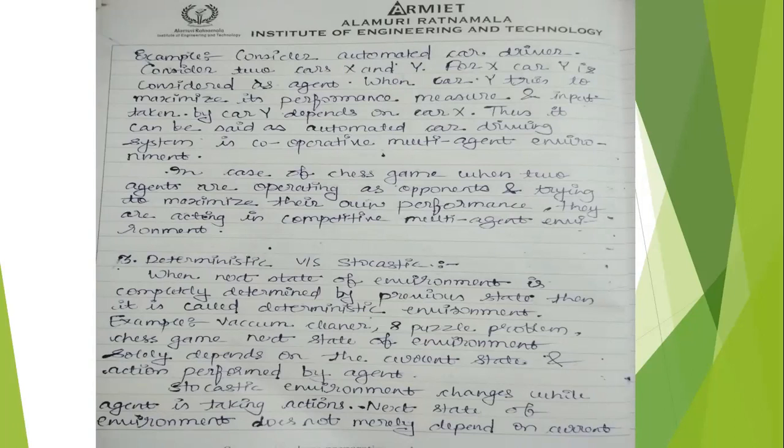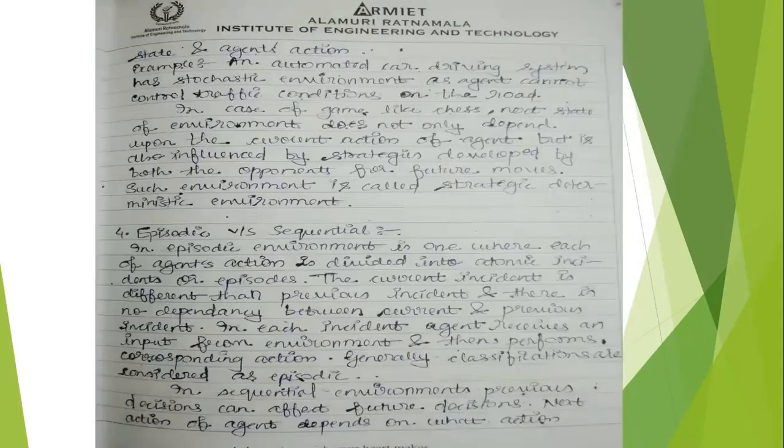Then the stochastic environment changes while the agent is taking actions. In the stochastic environment, when the agent is taking action, the environment is changing. Whenever he is taking actions, the environment around him is changing. The next state of the environment does not merely depend on the current state and the agent's action. So whatever action the agent is taking and whatever the current state of the environment is, the next state of the environment is independent of that.